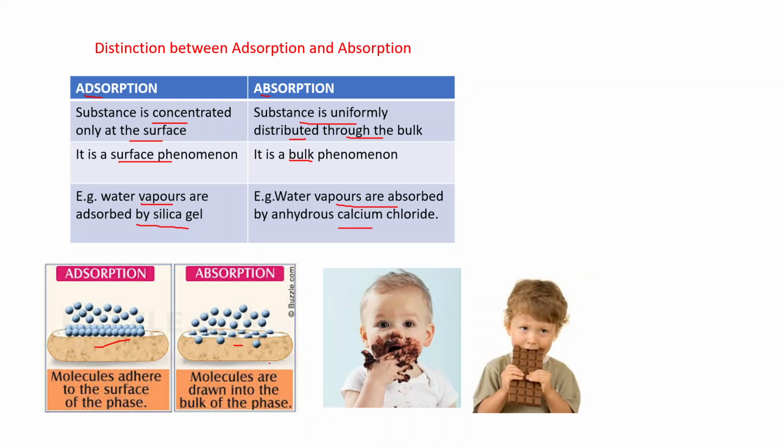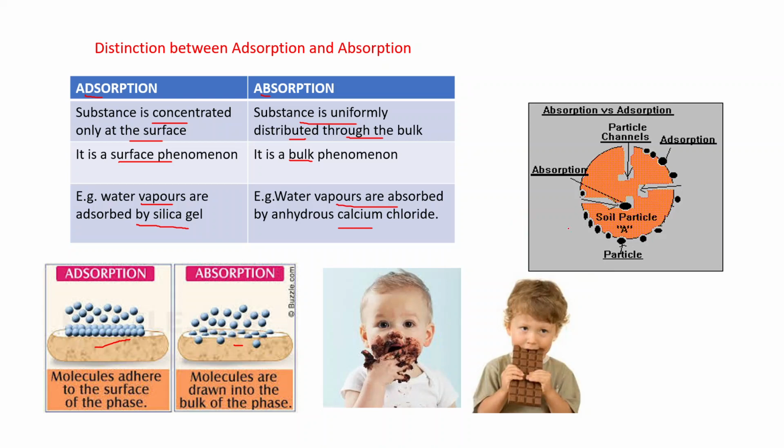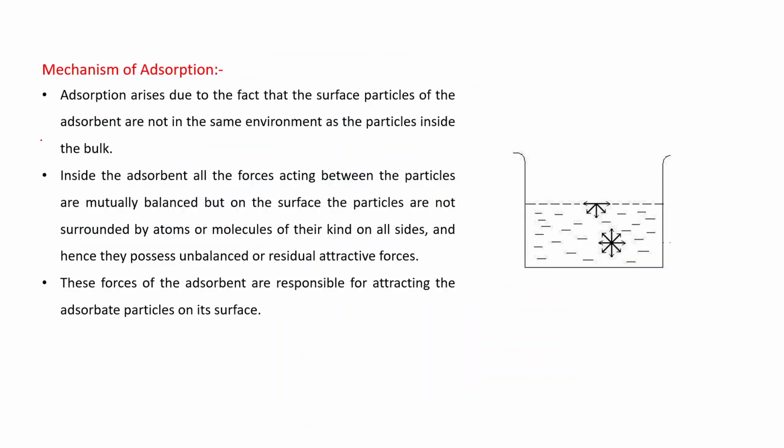In a very common way, we can say, if any kid eats chocolate and this chocolate sticks on the face, then we can say this is adsorption. Okay, and if this is eaten in the mouth, then we can say this is absorption. Clear? You can also see this from this diagram. If particles go inside, then this is called absorption. And if these particles are attached at the surface, then this is called adsorption. Clear? Now next one is mechanism of adsorption.